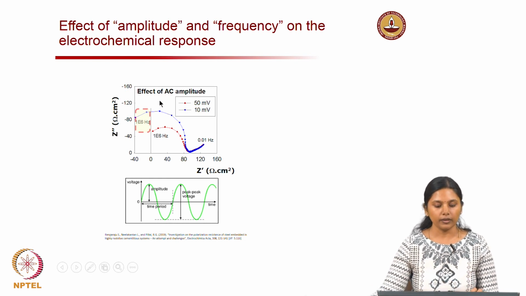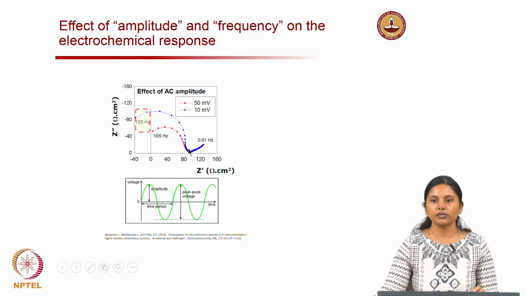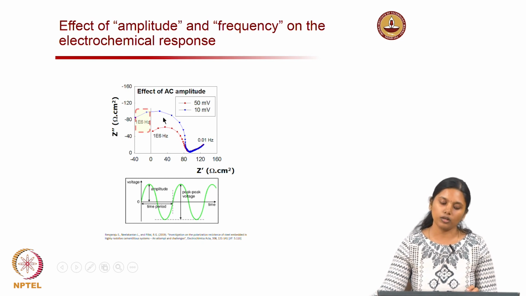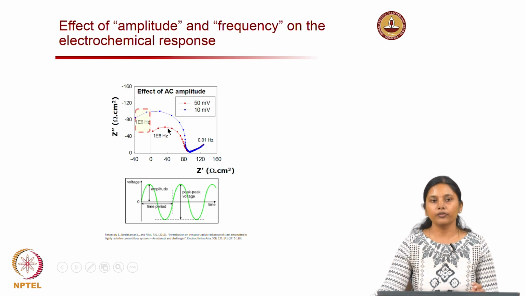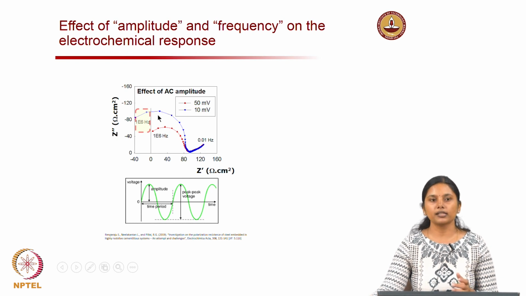If you see here, the blue curve is 10 millivolt, which is a small perturbation, and the red curve is 50 millivolt, which is a large perturbation. There is a shift from the blue curve to the red curve. This indicates that the system has gone to the non-linear region. If it were in the linear region, it would trace back the same curve as that of the 10 millivolt. So, you can understand that this is a distortion and we should avoid this kind of high amplitude when we are testing.